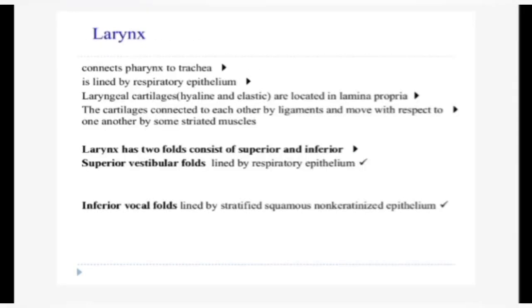Now the larynx. Larynx is also part of the conducting system of the respiratory system, and the laryngeal wall consists of the mucosa, intrinsic muscles and cartilages. Mucosa comprises the epithelium and the lamina propria. The lining epithelium varies in different parts of the larynx. The laryngeal inlet, most of the epiglottis, and the true vocal cords are covered by stratified squamous, non-keratinized epithelium, but the rest of the larynx is lined by typical respiratory epithelium.